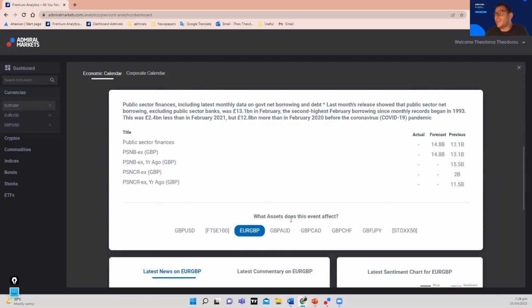And of course, what assets does this event affect? Now, how I use this is very important, because by being aware of this, maybe you find yourself, especially at the beginning, holding two or more positions, but some of them are actually on the same related currency pairs. So it gives you a good indication that, hey, I'm holding Euro Pound.